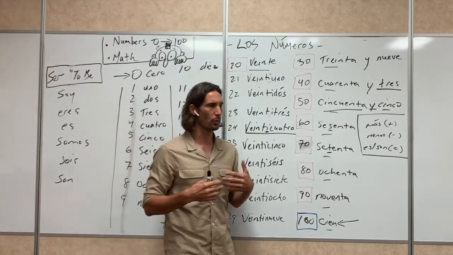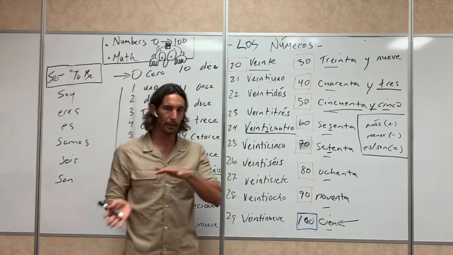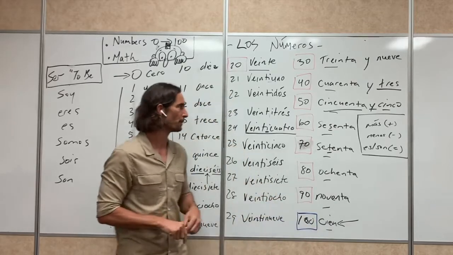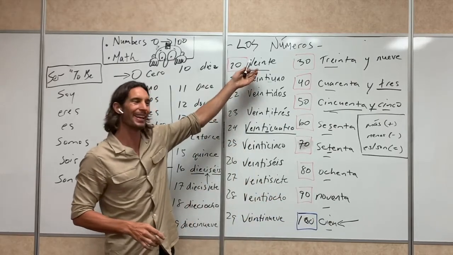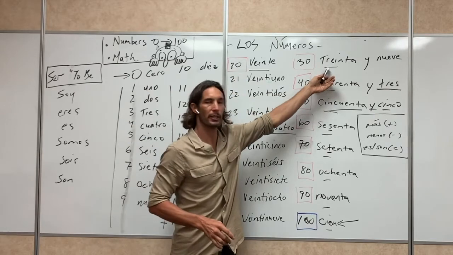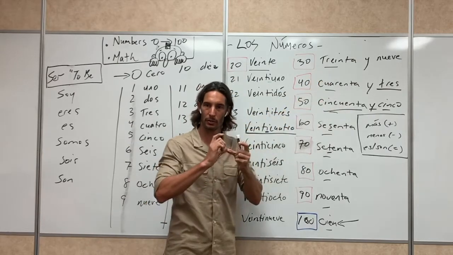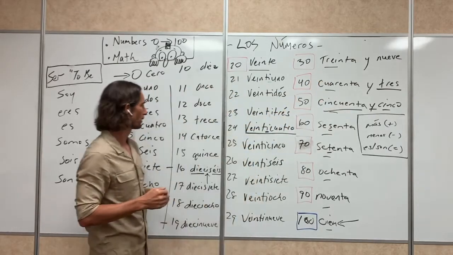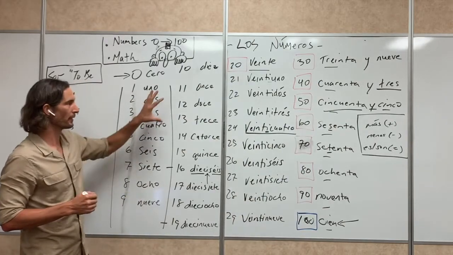So for those of you who are familiar with that, it makes a nice easy transition into Spanish because 20 in Spanish is veinte. 30 in Spanish is treinta, right? It's just a slight difference. Do you guys have any questions about this?